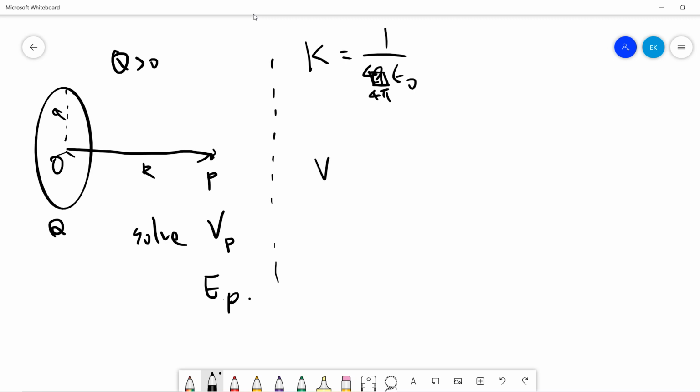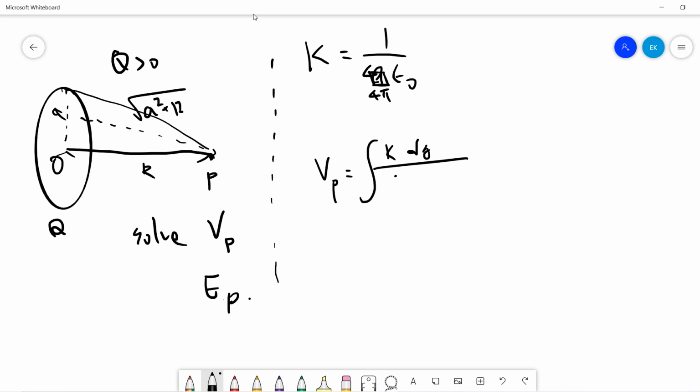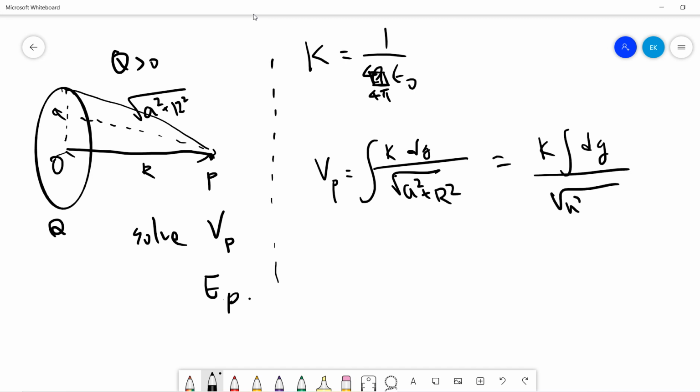Let's say V_P. V_P is defined to be the total charge dq, do integration of K over the distance. For each point, the distance to P is just the same. It's always the square root of a squared plus r squared. So it becomes K dq over the square root of a squared plus r squared, so it's just KQ over the square root of a squared plus r squared.